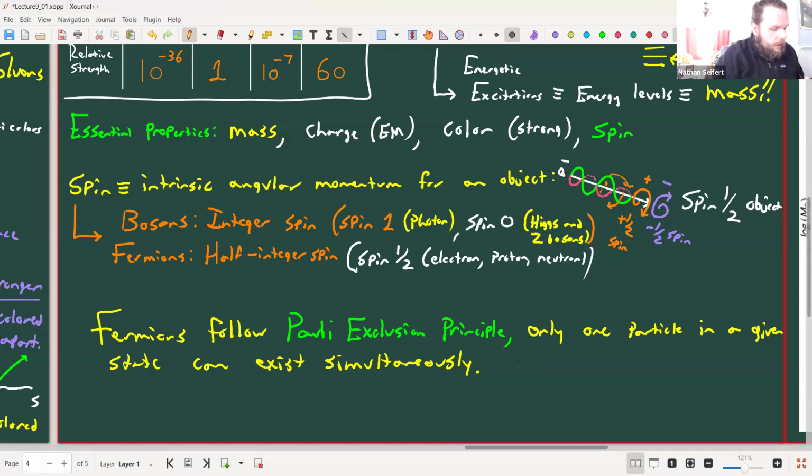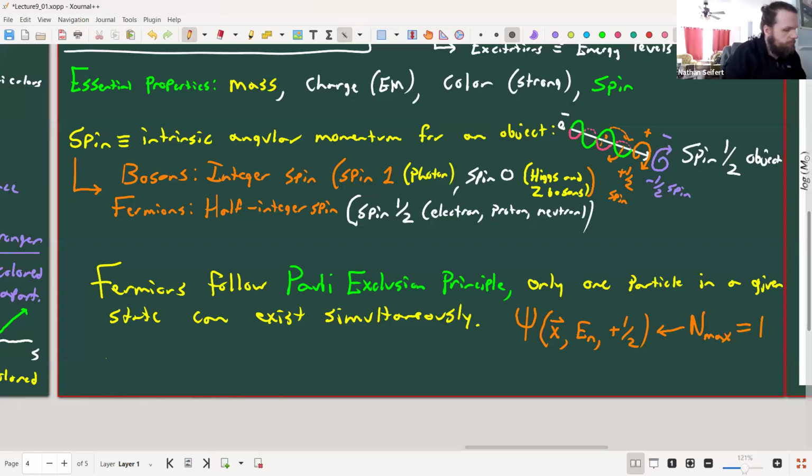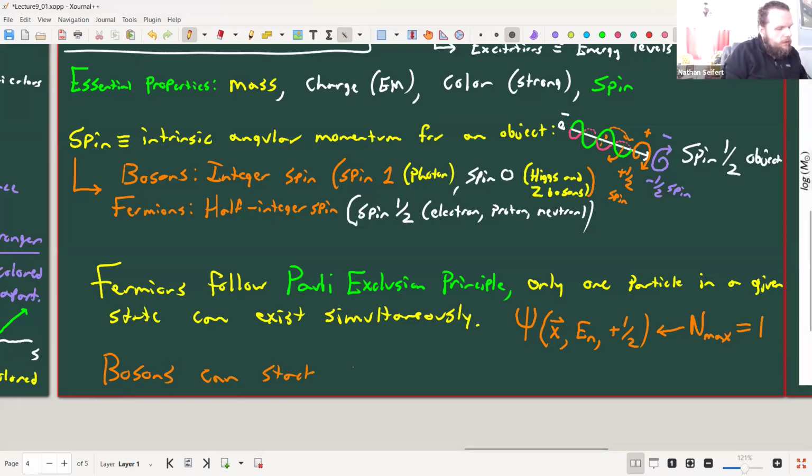Okay. So what that means is that if you have a wave function for some particle that's at some position x and some energy state E sub n, in some spin, we'll say plus 1/2. And you ask the question, how many can be in that state? It's one. You can only have one. Bosons don't have that property. Bosons can stack.